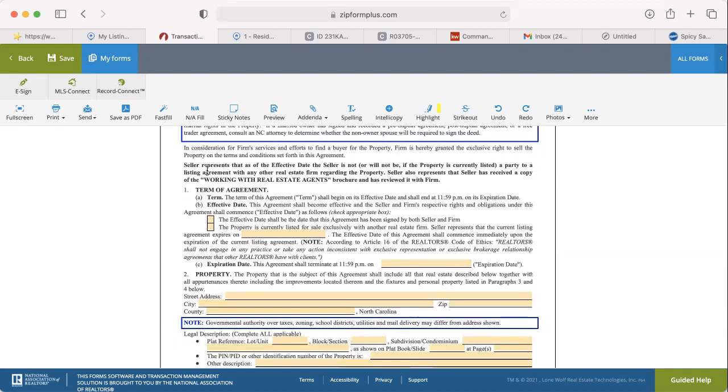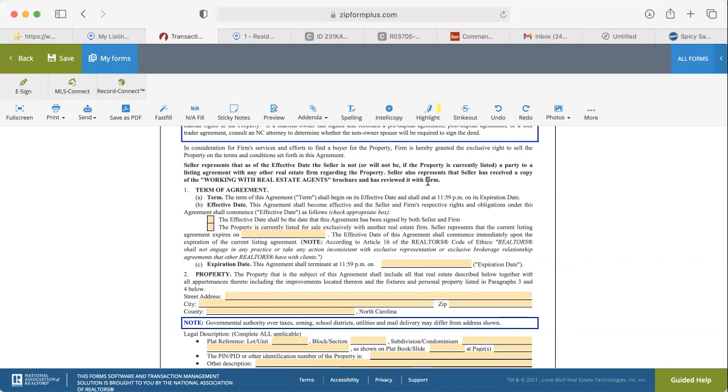So the next section talks about the effective date. And this says the seller represents that as of the effective date, the seller is not or will not be, if the property is currently listed, a party to a listing agreement with any other real estate firm regarding this property. So this is basically saying, I don't have it listed with anybody else, or by the time this listing agreement comes into effect, it will not be listed with anyone else.